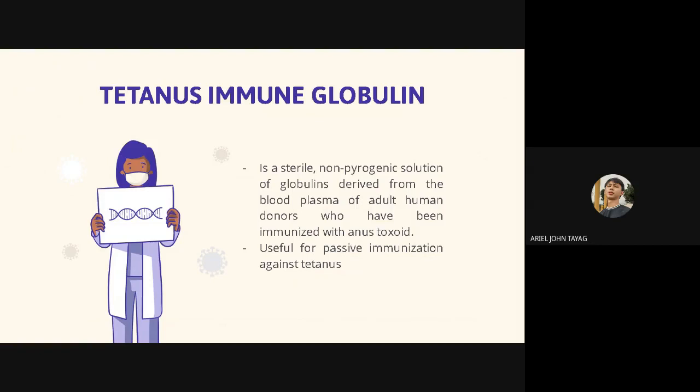Tetanus immunoglobulin is a sterile non-pyrogenic solution of globulins derived from the blood plasma of adult human donors who have been immunized with tetanus toxoid. The immune globulin is especially useful for passive immunization against tetanus in individuals with wounds that may have been contaminated with tetanus microorganism.